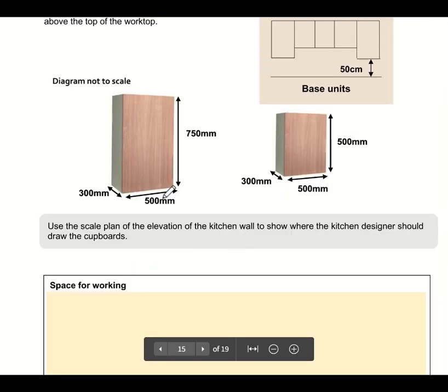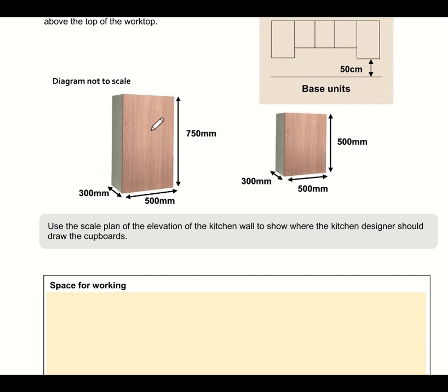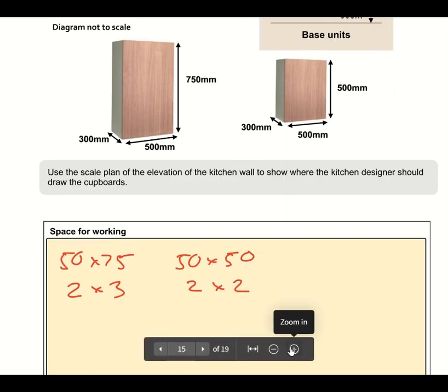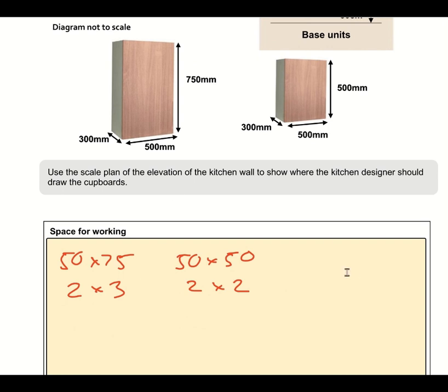So first of all, let's turn these into centimetres by dividing them all by 10. So we've got this unit here is going to be 50 by 75, and this unit here is going to be 50 by 50. Okay, now if the scale is 1 to 25, then we just need to divide all of these by 25, so that's going to be a 2 by 3, and this is going to be a 2 by 2. So let's have a think about this. It's 750 millimetres tall, so it's going to be 3 tall and 2 across.